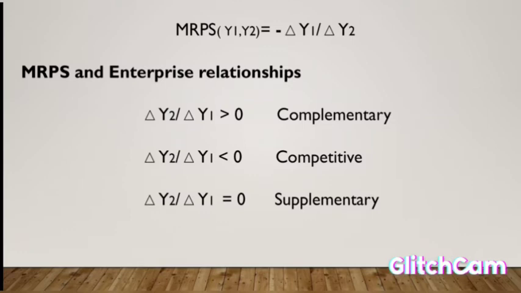MRPS and enterprise relationships. If MRPS is greater than 0, it is complementary products. If it is less than 0, it is competitive products. If MRPS is equal to 0, it is supplementary products.